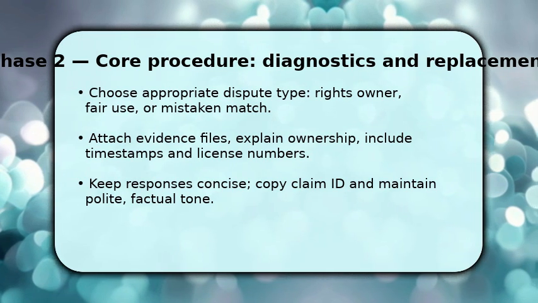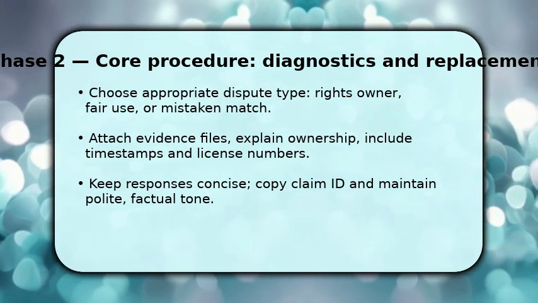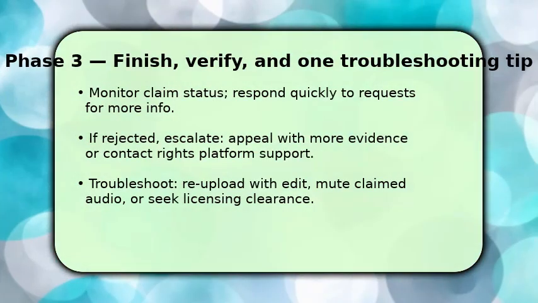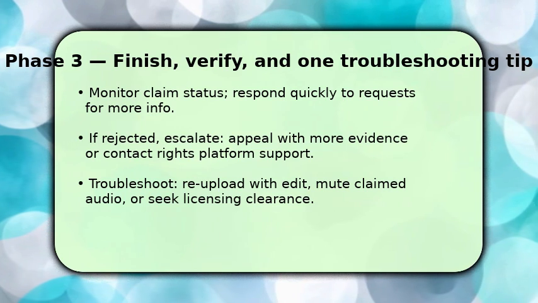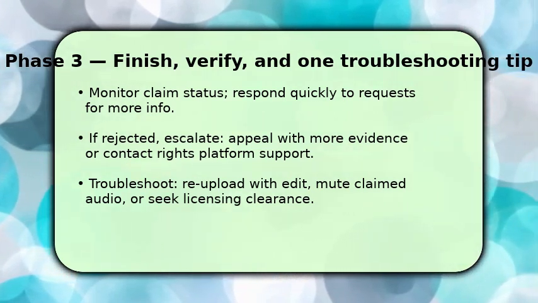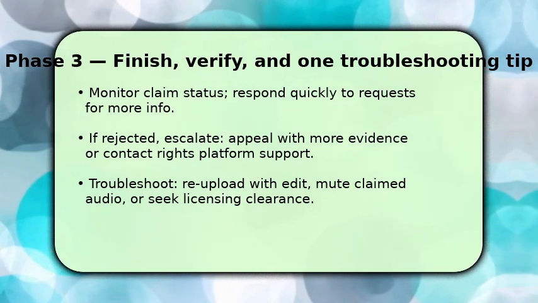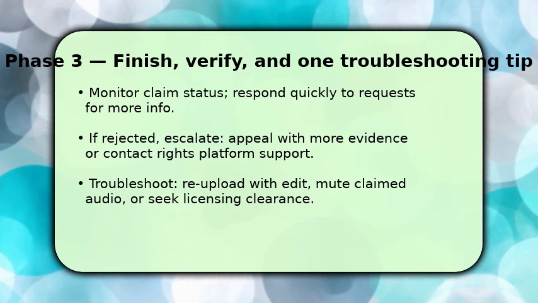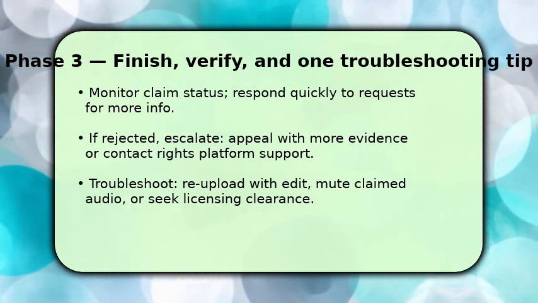Remember, clear facts and timestamps cut review time, so avoid vague statements. Finally, watch the status and answer any reviewer requests promptly. Timely replies keep your dispute active. If the dispute is denied, prepare an appeal with stronger documentation or request manual review from Meta support. Provide additional proof and legal identifiers when possible.